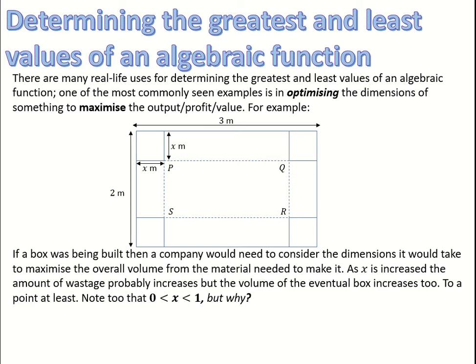Okay, so if a box was being built by a company, then a company would need to consider the dimensions it would take to maximize the overall volume from the material needed to make it. As x is increased, the amount of wastage probably increases, but the volume of the eventual box increases too, to a point at least. Okay, there's lots of things to consider here, most notably this last bit. So what this is a kind of an interval for which x can take. So it wouldn't necessarily, and the question is going to be based around stuff like this, it wouldn't necessarily tell you this interval.